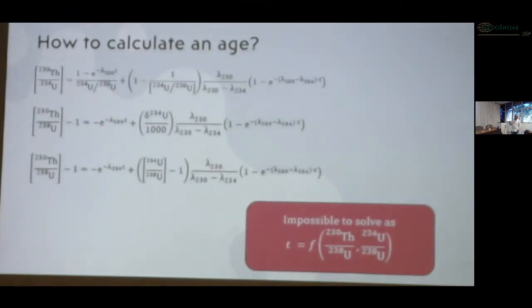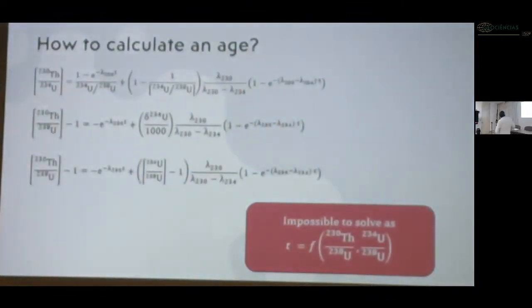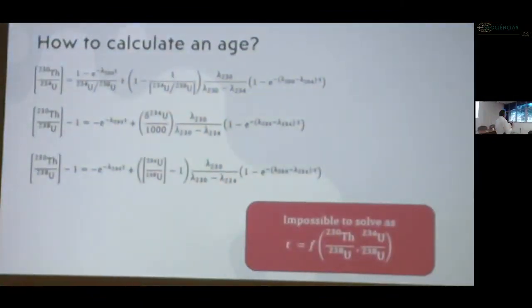There is a second equation. Kathleen mentioned that it is the Edwards equation, that it is basically 230 uranium 238 and the delta uranium 234, sorry. And a very similar equation, which basically converts the delta 234 into activity ratio. Very, very important.